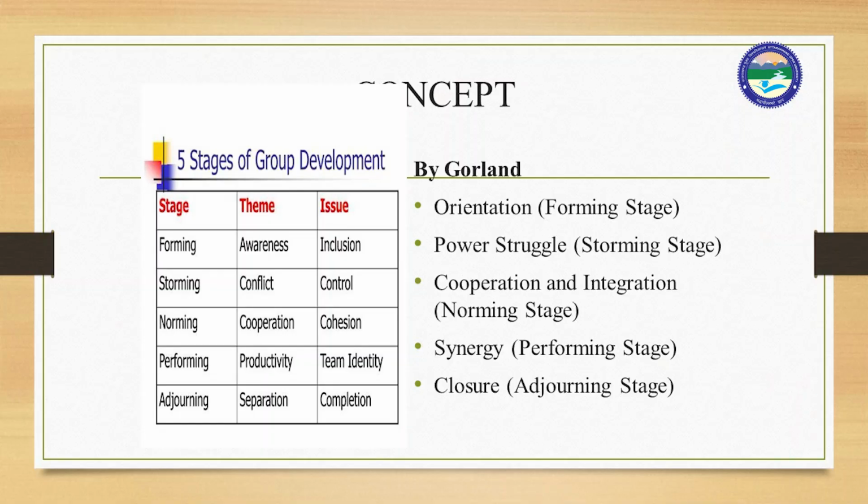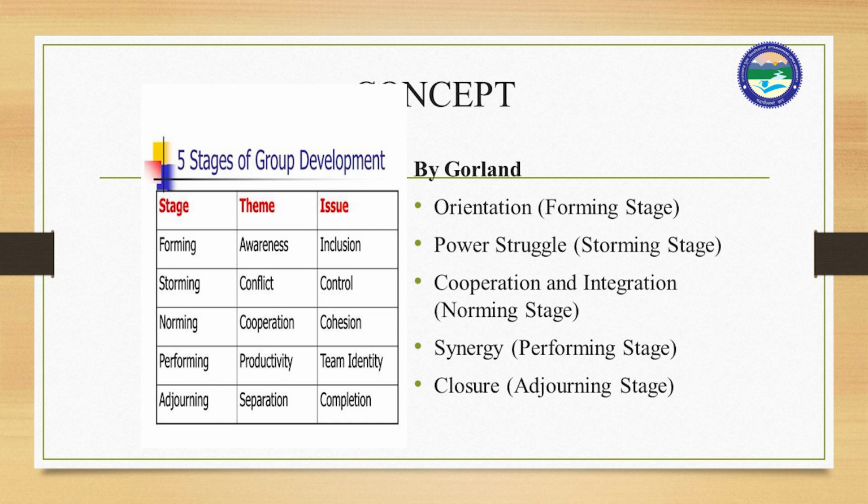Garland also gave us 5 stages in group work. He described more on these stages, as he said the forming stage is the orientation, the first stage where the people meet and they form a group. Then we talk about storming as a power struggle stage, where there is a struggle between power, different roles and responsibilities. Then we talk about the norming stage, where cooperation happens, integration happens, and the group forms certain norms, finally comes into a certain form, and then they make their own process.